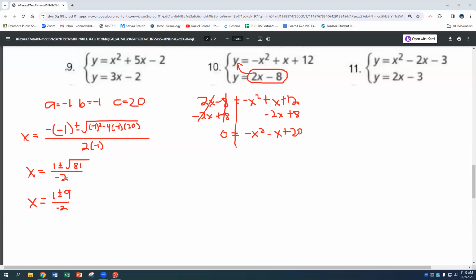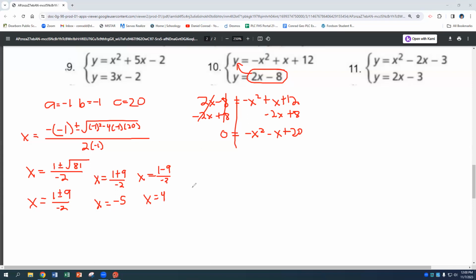So our answers are going to be 1 plus 9 over negative 2, which is going to give us negative 5. Right, 10 divided by negative 2. We're also going to have 1 minus 9 divided by negative 2, which is going to give us positive 4, right? Negative 8 divided by 2. Okay, and then to solve, we need to plug these in to find our y values.